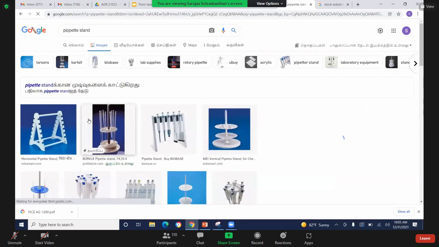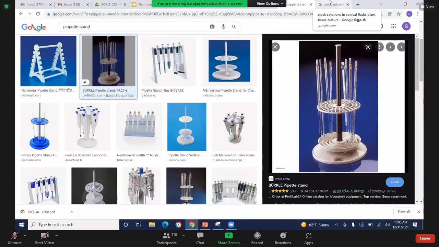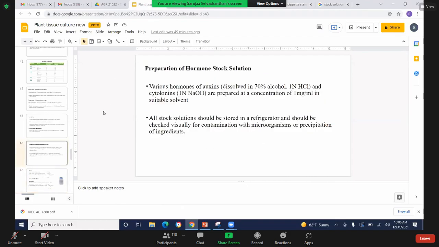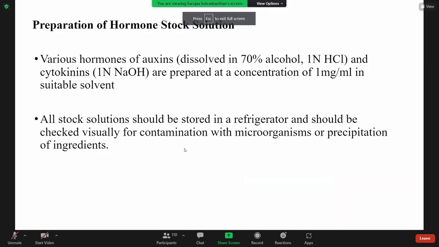Normally we have to put it in this stand, right? Pipette stands, right? 10 milliliter, 2 milliliter, 1 milliliter, 100 milliliter, 50 milliliter, 20 milliliter. All the pipettes we can use according to the needs, right? Okay. Understand or not? Understood, madam. Okay.